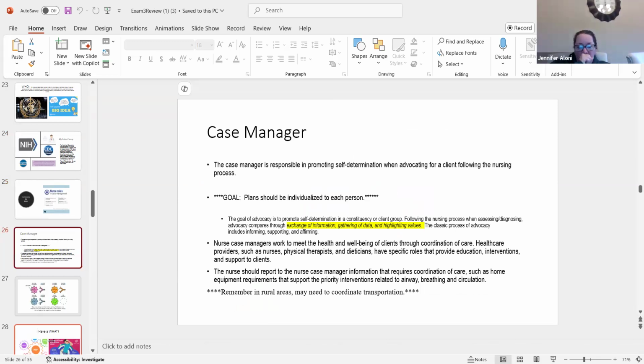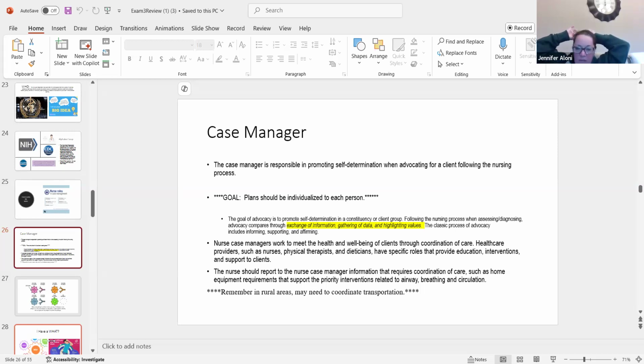Our goal as a case manager is to make sure your plans are individualized to each person. And in rural areas, a big thing that we'll do as a case manager is coordinate transportation, because remember, transportation is a concern in those rural areas. We're going to advocate for them with gathering data, exchanging information, and highlighting values.